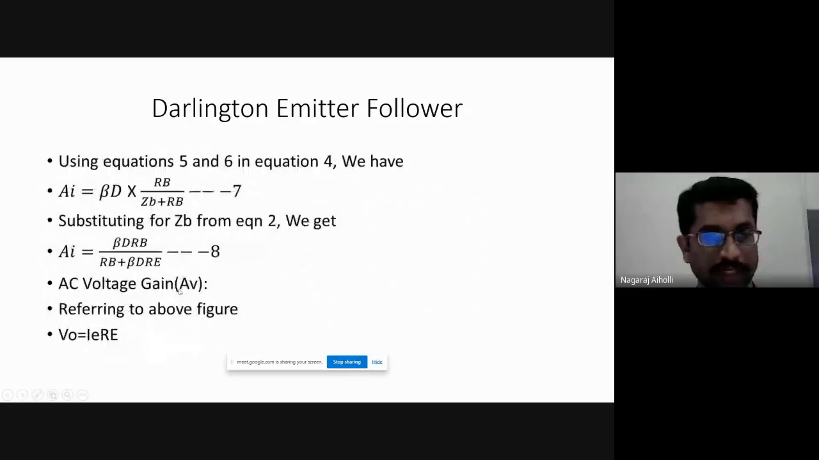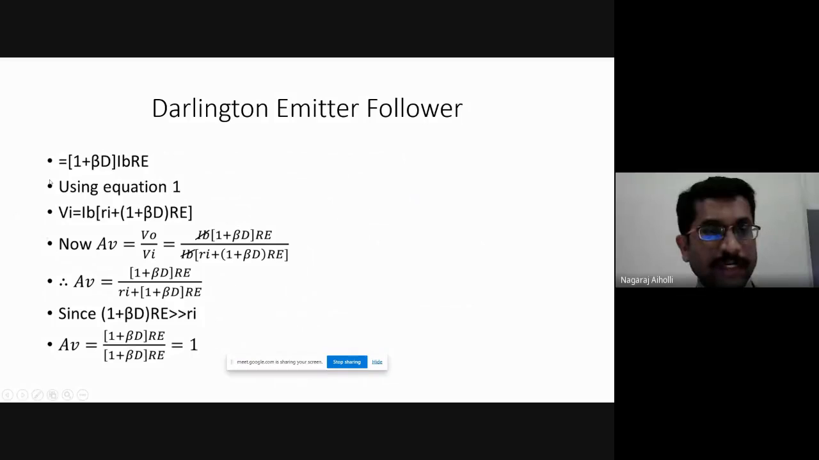What is IE? IE is 1 plus beta into IB. Substitute here: 1 plus beta D into IB into RE. Therefore, V0 is equal to IE into RE, that is further equal to 1 plus beta D into IB into RE, because IE is 1 plus beta D into IB.